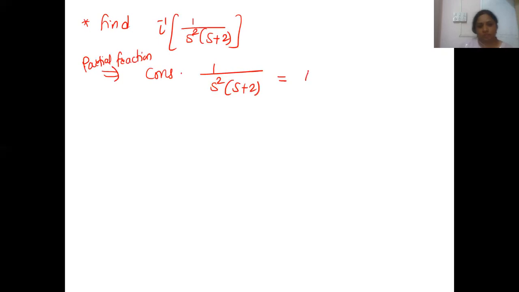A upon s. Right. A upon s. Plus b upon s square. Correct. Plus c upon s plus 2. Or you can also write as plus b upon s square directly if you want.